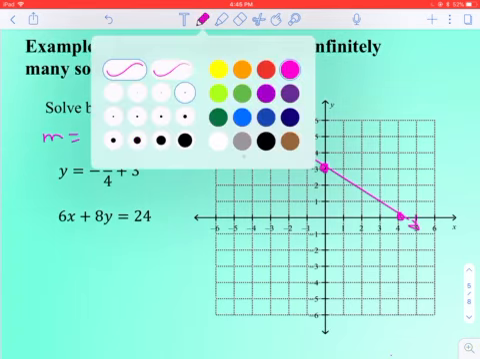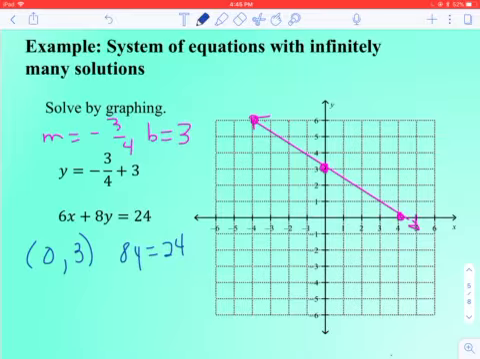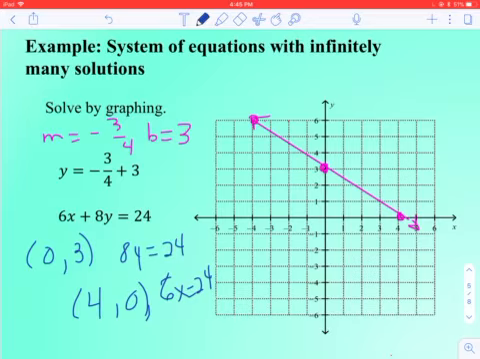And then I'm going to draw my second one. On my second one, it is not in slope-intercept form. It's in standard form. So I'm going to do x, y intercepts. If x is equal to 0, that gives me 8y is equal to 24. So y is equal to 3. Divide both sides by 8. If y is equal to 0, to figure out what x is, I have 6x is equal to 24. Divide both sides by 6. It means x will equal 4.